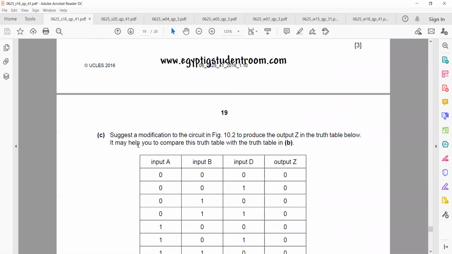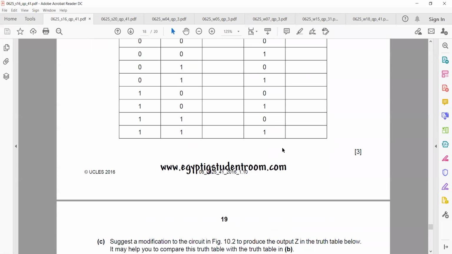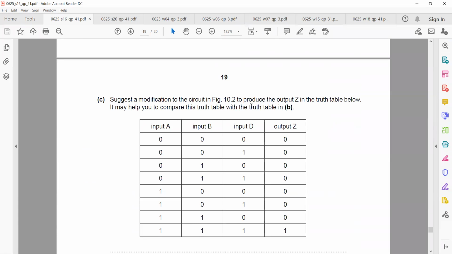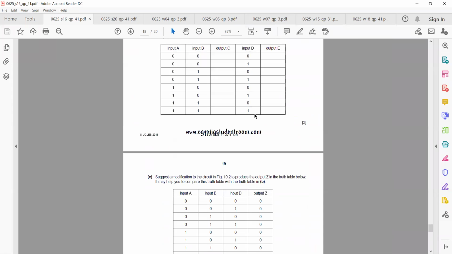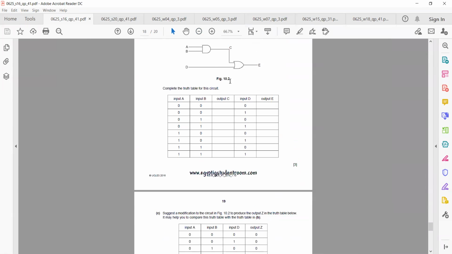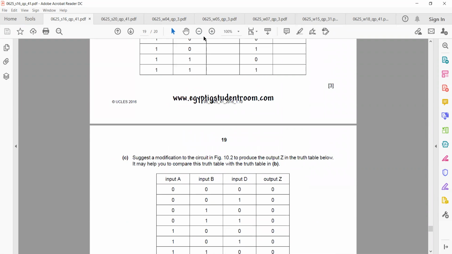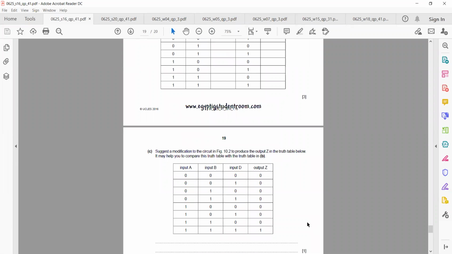Now what they did, suggest a modification to the circuit to produce the output Z, meaning the input D is there, and then the output Z is. So what change is done to the circuit? Compare the two tables with the circuit. The question is what modification is done. You can see this is the original circuit. First there was an AND gate, and then we have an OR gate. Now they changed something in the circuit. So now the output is Z. Instead of E, the output is Z. So what modification is done to this circuit? Can you identify the modification by comparing the two tables?